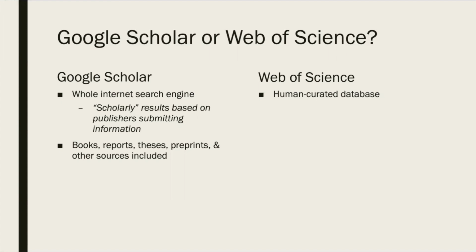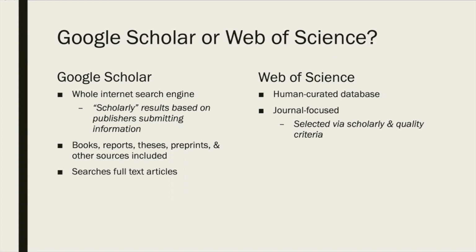With Google Scholar, you can find sources that include books, reports, theses, preprints, and other sources, so not just scholarly journal articles. Whereas Web of Science is very journal focused. The articles are selected via scholarly and other quality criteria. That's how they're curated on the site.